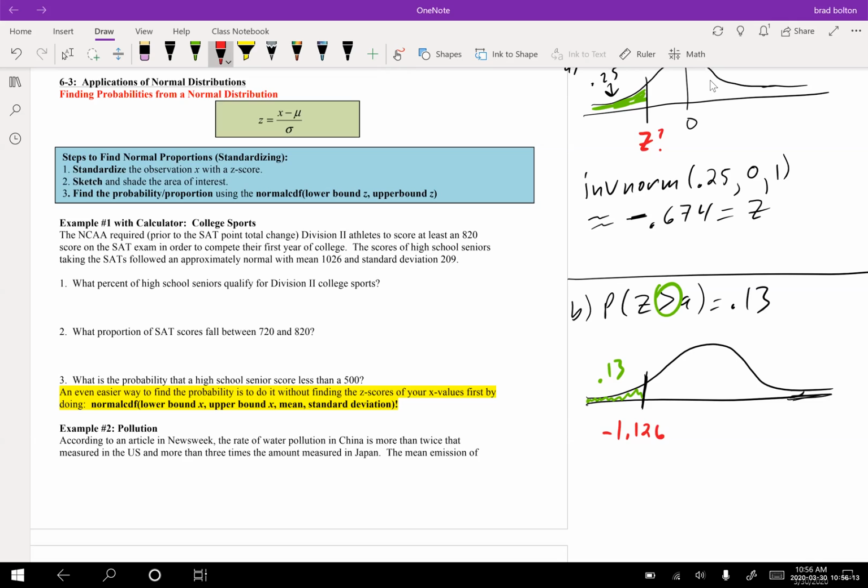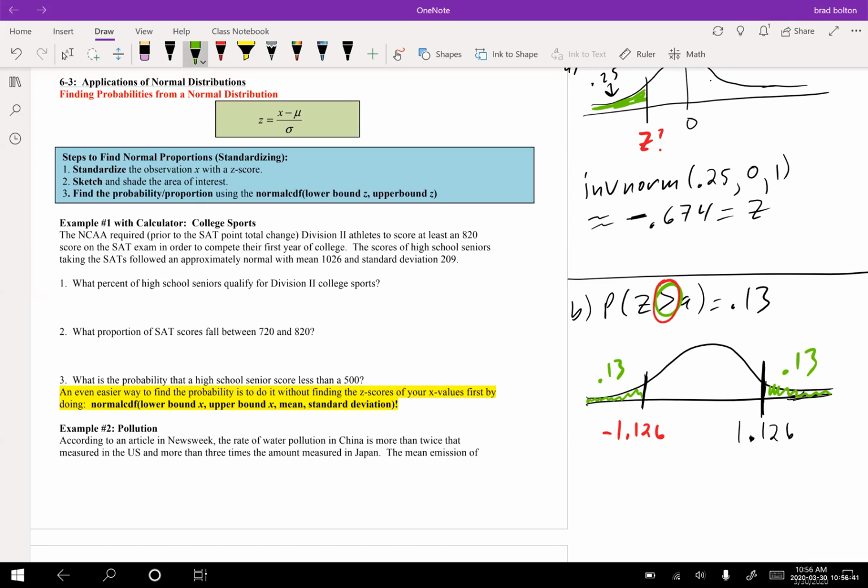What you just found was the z-score that would have 0.13 area to the left of it. But notice they want 0.13 area to the right. So what we have to do is find the score over here that would have done that. Well, because this is symmetric, we know it's the positive 1.126. So if I shade this area, I would also get 0.13, okay?